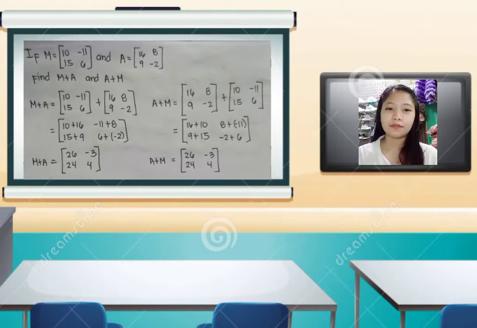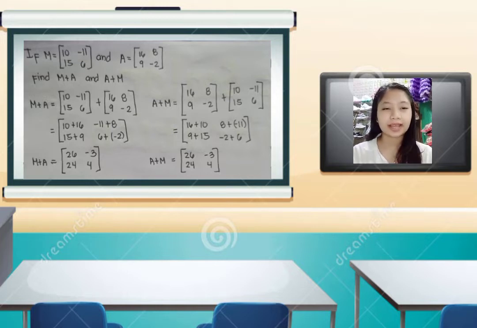Here's our example. If matrix M is equal to 10, negative 11, 15, and 16, and matrix A is equal to 16, 8, 9, negative 2, find M plus A and A plus M. First, we will find M plus A. We will add matrix M and matrix A. So M plus A is equal to 10, negative 11, 15, 16, plus 16, 8, 9, and negative 2.